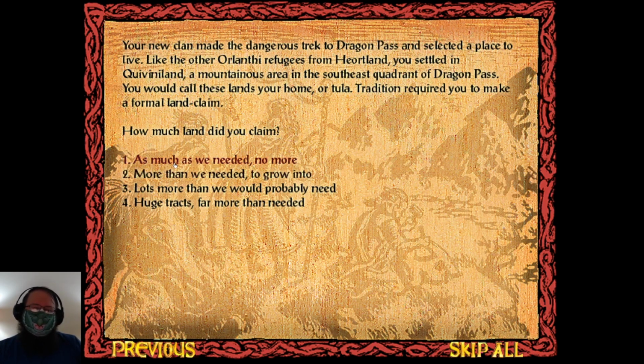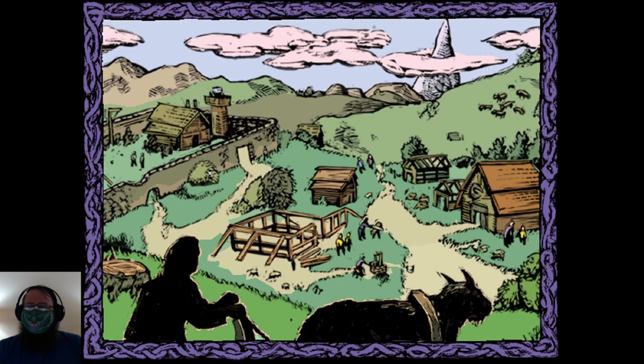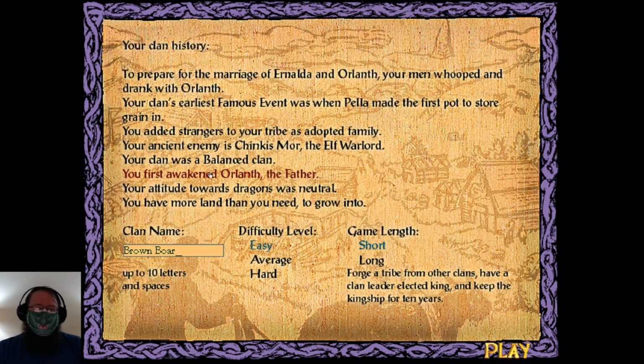As much as we need, no more. More than we needed to grow into, lots more than we would probably need, and huge tracts. Apparently this is just the easiest answer, because with the first you get starved out real quickly, and the other two are really hard to defend. That's also what I assumed, especially after watching.